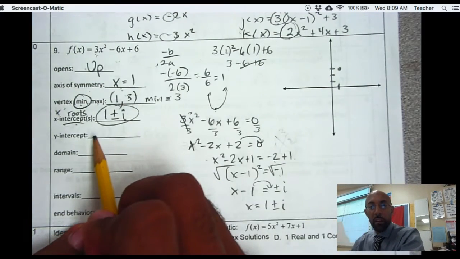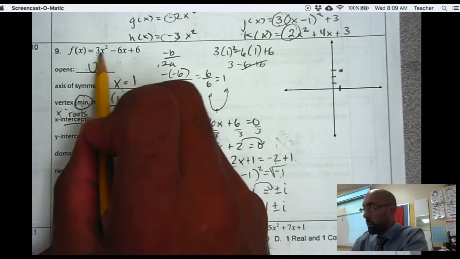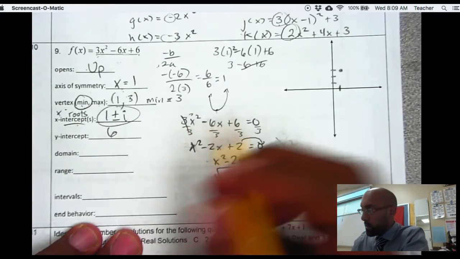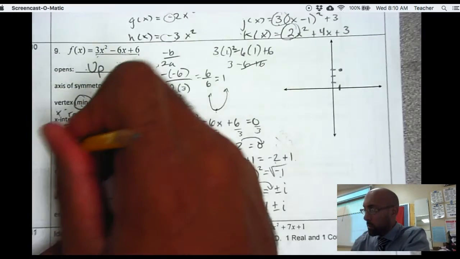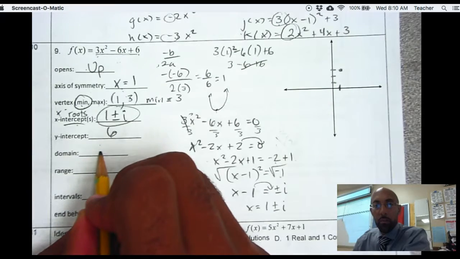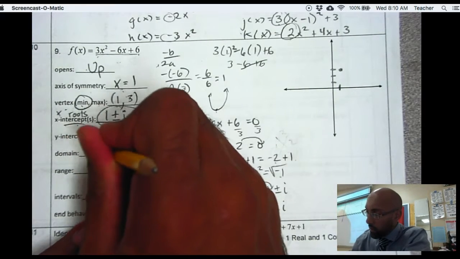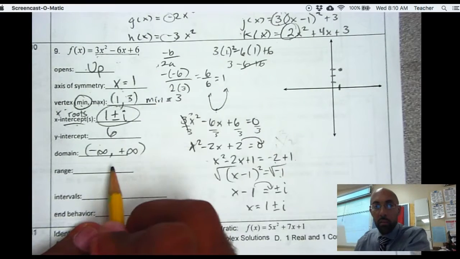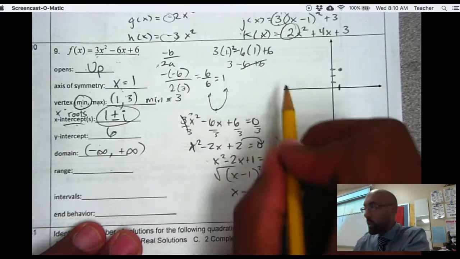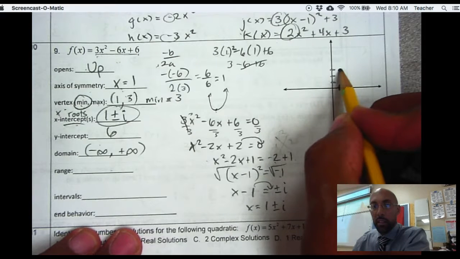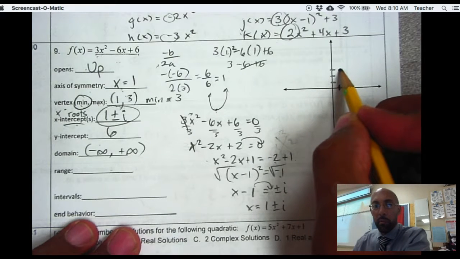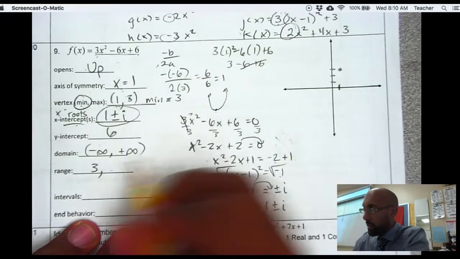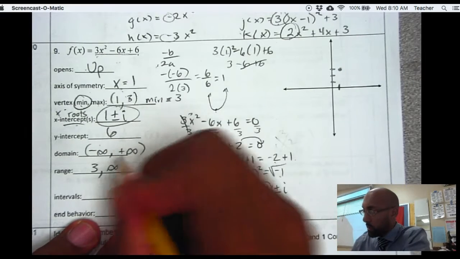Now the y-intercept. The nice thing about standard form is the y-intercept is the last term. Domain: well, for all parabolas, let's just do interval notation, the domain is going to be infinity both ways, left and right. Now the range. Remember the range is determined by whatever that vertex is. That's the lowest point, which is 3.